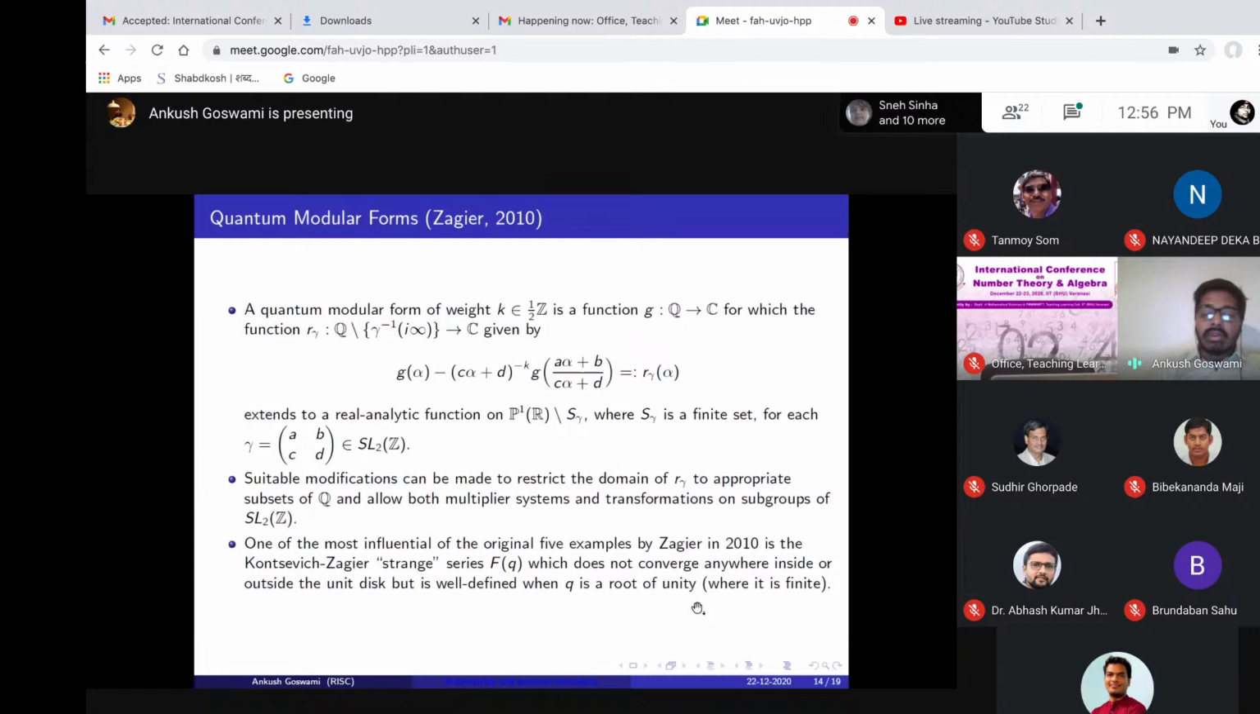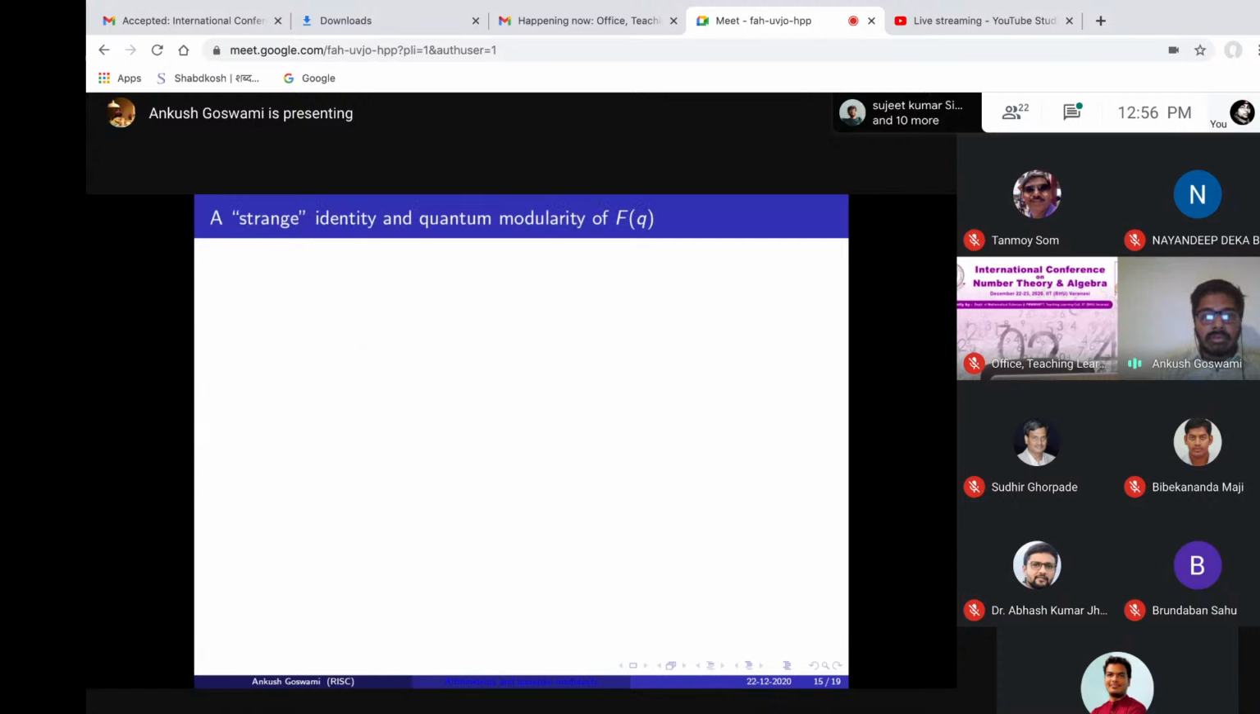Okay, so now let me quickly tell you why this function F of q is actually a quantum modular form, as established by Zagier in 2001. First we have to recall the original Kontsevich-Zagier function F of q, which is defined by this. F of q is defined to be the sum of (q)_n, and this (q)_n is nothing but the standard q-hypergeometric notation.